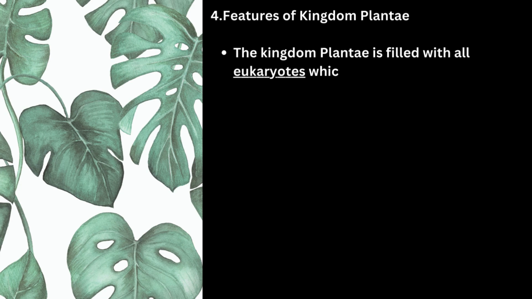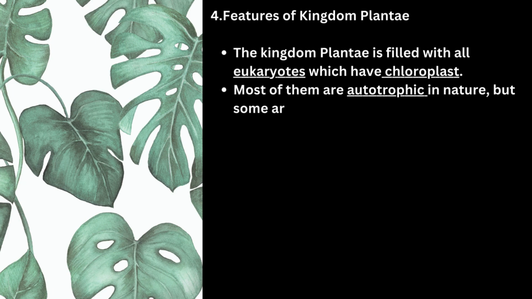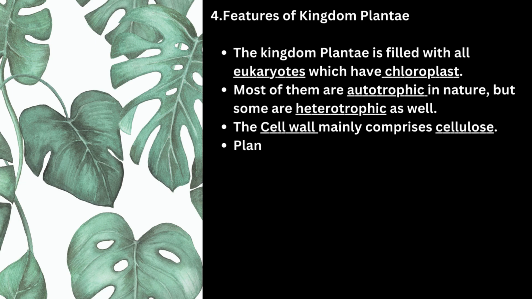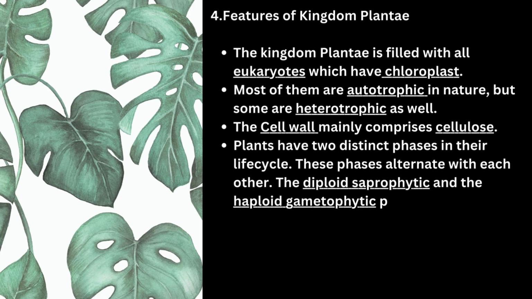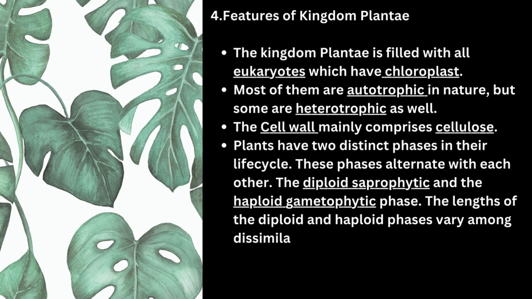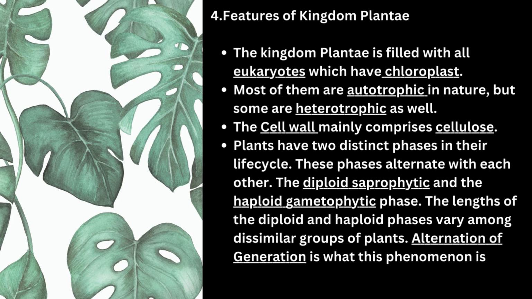4. Features of kingdom Plantae. The kingdom Plantae is filled with all eukaryotes which have chloroplast. Most of them are autotrophic in nature, but some are heterotrophic as well. The cell wall mainly comprises cellulose. Plants have two distinct phases in their life cycle. These phases alternate with each other: the diploid sporophytic and the haploid gametophytic phase. The lengths of the diploid and haploid phases vary among dissimilar groups of plants. Alternation of generation is what this phenomenon is called.